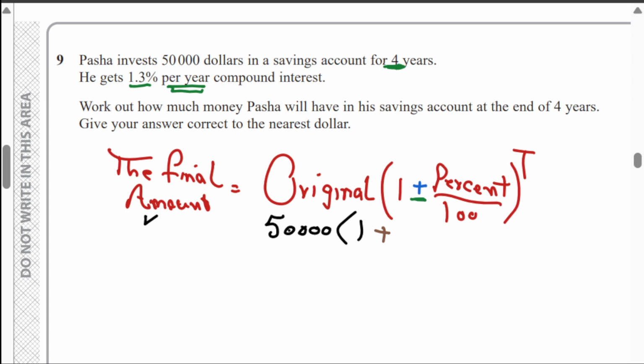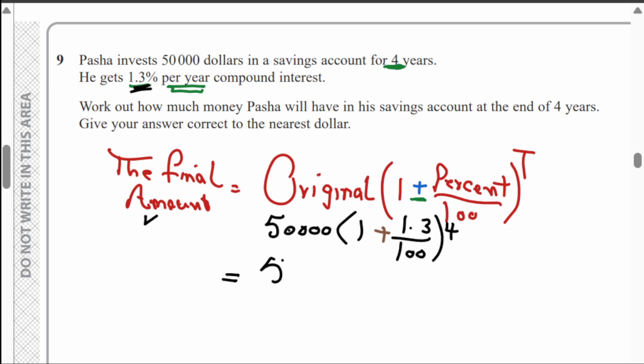Now the percent is 1.3 over 100 to the number of terms. How many years is it? The question says 4 years, so just raise it to the power of 4. Write this in your calculator. 50,000, 1 plus 1.3 divided by 100 to the power of 4.